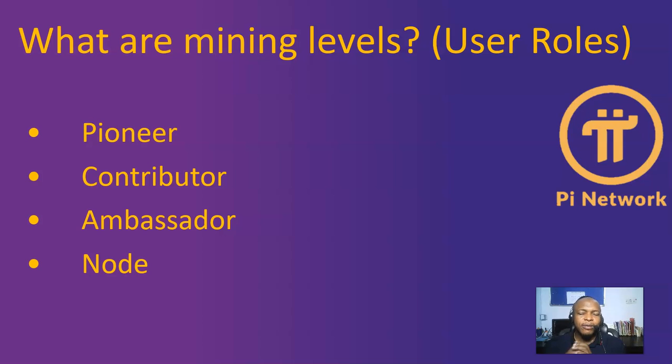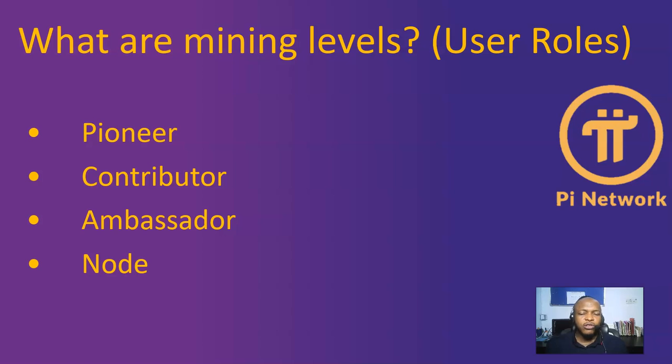So we have four mining levels. So we have the Pioneer. Once you register, that's what I showed you a while ago, you automatically become a Pioneer. All you need to do is to go to the app and tap once a day. The system wants to be sure that you are a human being. It only wants human beings to be part of the network. So that is why it is required that you tap on the app once a day. So the Pioneer members are anybody who just registers on the network and taps on it every day.